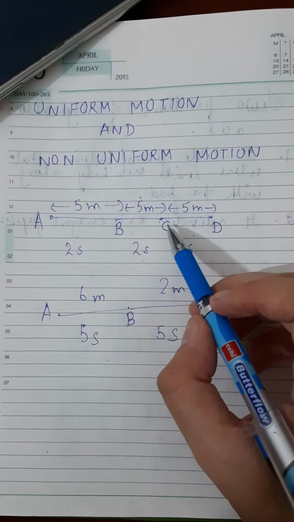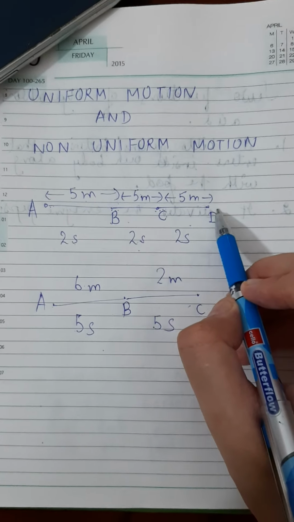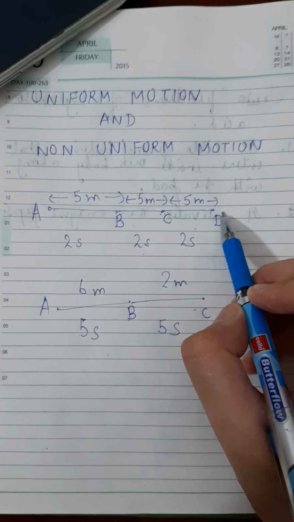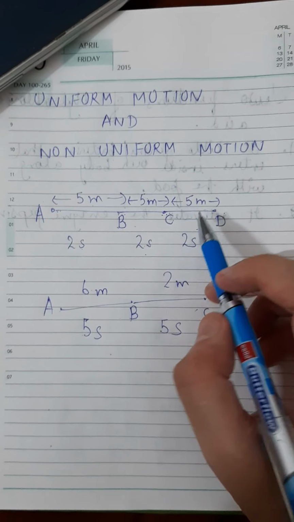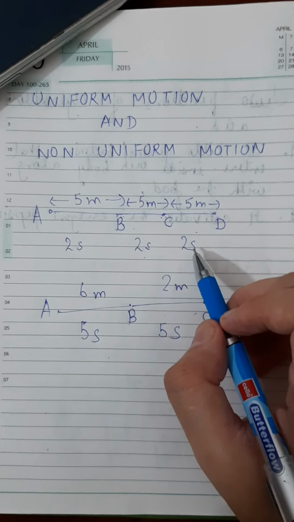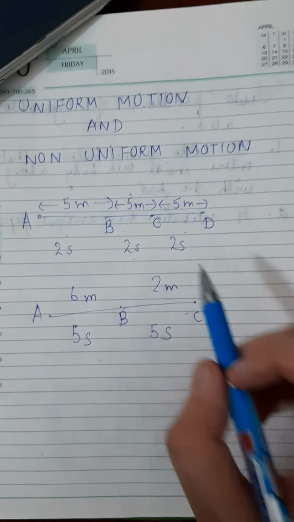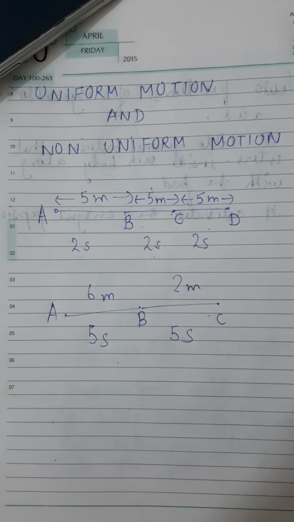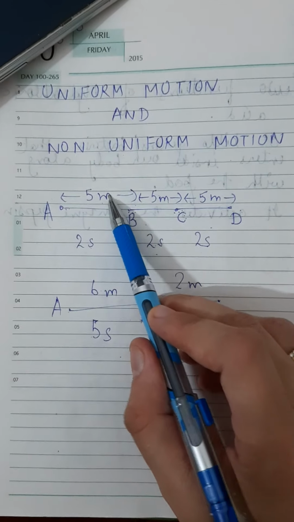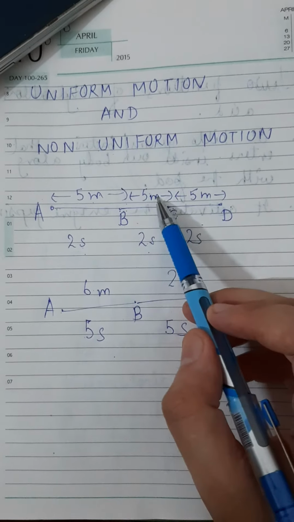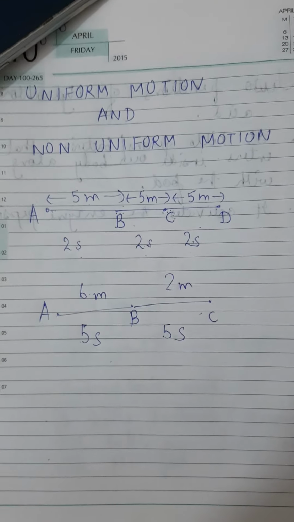Then the object starts from point C and reaches up to point D. Here also the distance is 5 meters and time taken by the object for this journey is 2 seconds. So you might have noticed one thing, that here the object is covering equal distance in equal intervals of time. So this is uniform motion.